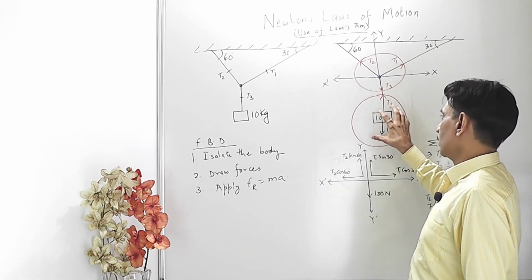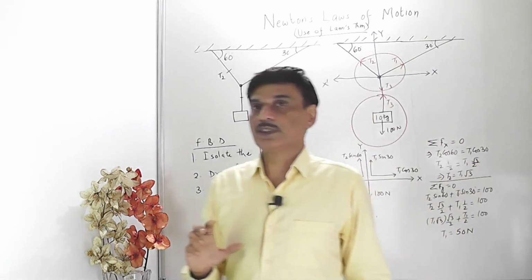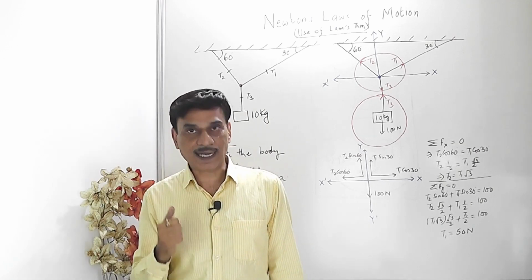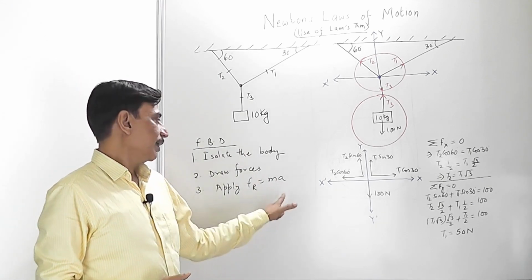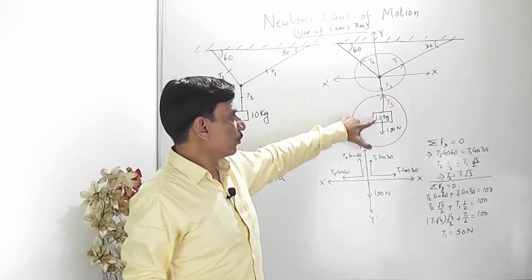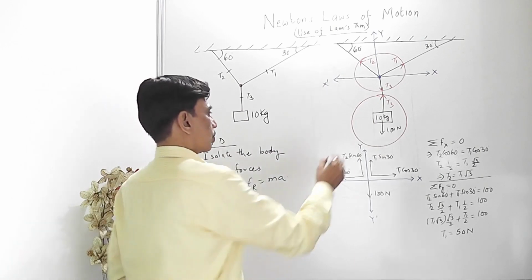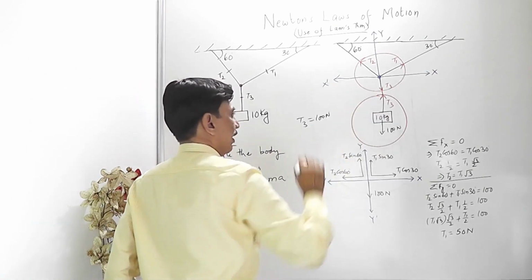Now because this block is stationary, not moving up or down, the acceleration of this block is 0. Because the change of velocity is equal to 0, it remains stationary. It means acceleration is equal to 0. If we apply F is equal to ma, with acceleration equal to 0, the net force has to be equal to 0. It means the downward forces have to equal the upward force. So T3 has to be equal to 100 Newton. So from here we get T3 is equal to 100 Newton. One value we have found out.